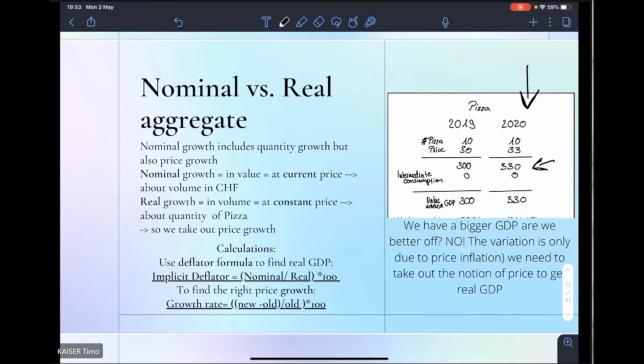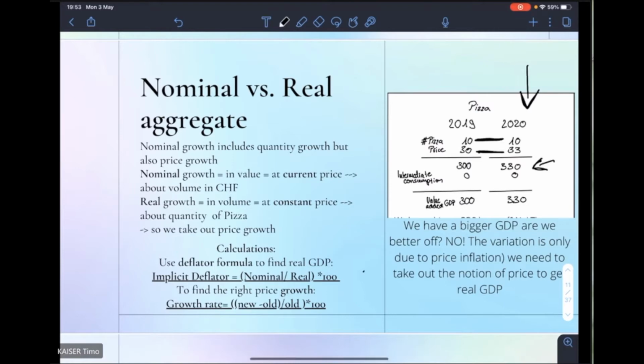No, it does not, because the only variation that happened didn't happen in quantity, where we actually want to measure economic activity. It only happened in price. So it's only due to inflation, right? And that is not what we want. That's not how GDP should actually increase. And therefore, in order to get real GDP, we have to take out this notion of price growth, this notion of inflation. And how do we do these calculations?